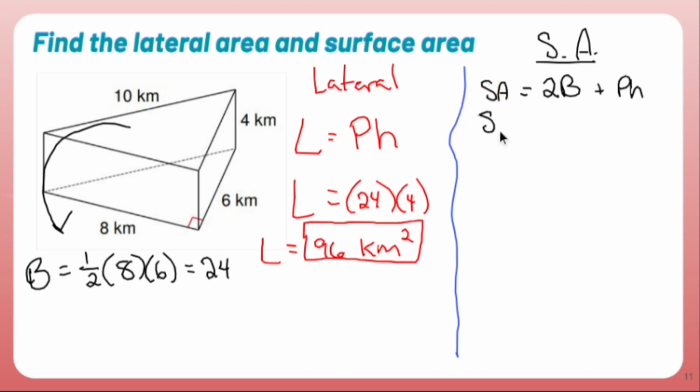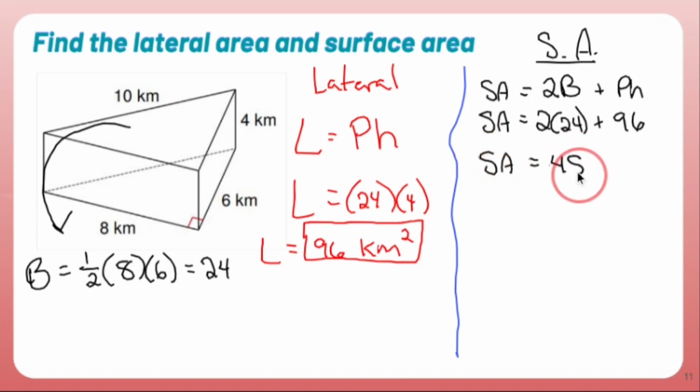So my surface area is going to be 2 times 24 plus perimeter times height. Well, wait a minute. I did that already. I got 96. Well, let's not overcomplicate things. 2 times 24 is 48, and 48 plus 96 is 144. A nice number. Again, we're dealing with area, so our units of measure are going to be square kilometers.